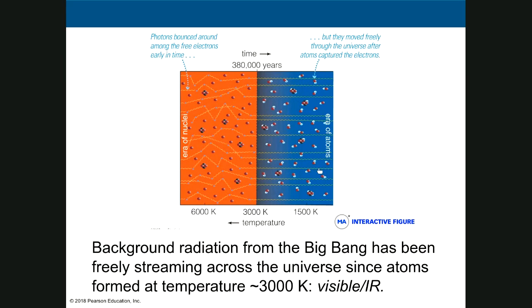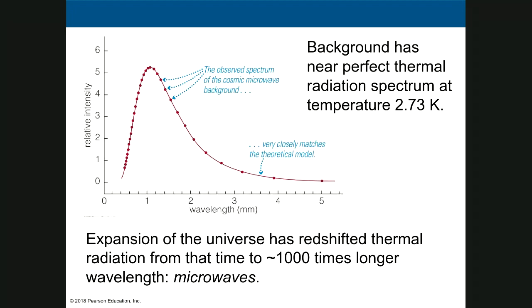So the background radiation from the Big Bang was freely streaming since the atoms formed at a temperature of about 3000 Kelvin, visible in the infrared. Again, we can sort of see this process happen going from 3000 Kelvin. That gives us the temperature. And then we can see what the wavelength is now and figure out how long it's been stretched since 380,000 years. And that gives us our indication.